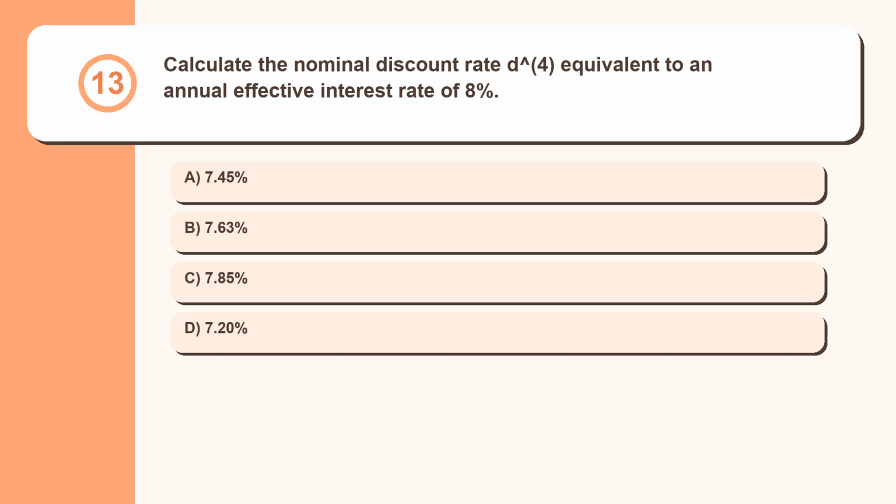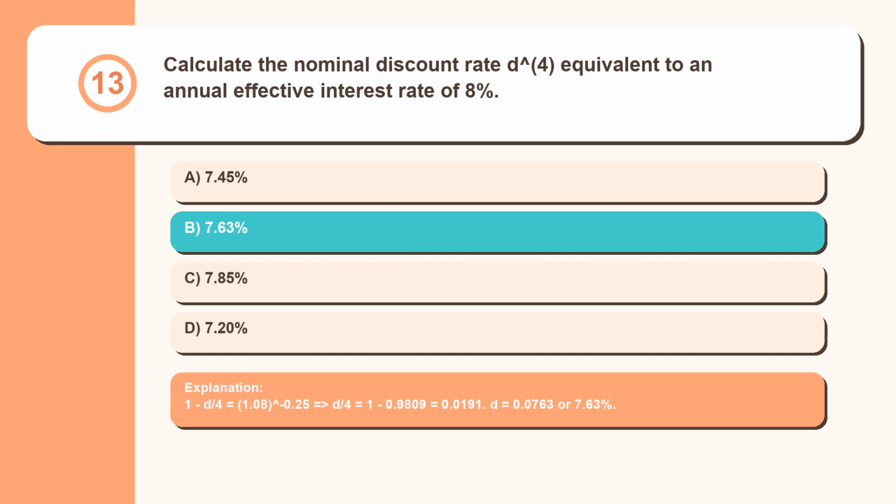Question 13. Calculate the nominal discount rate d^(4) equivalent to an annual effective interest rate of 8%. 7.45%, 7.63%, 7.85%, 7.2%. 1 minus d/4 equals 1.08^-0.25, so d/4 equals 1 minus 0.9809 equals 0.0191. d equals 0.0763 or 7.63%.